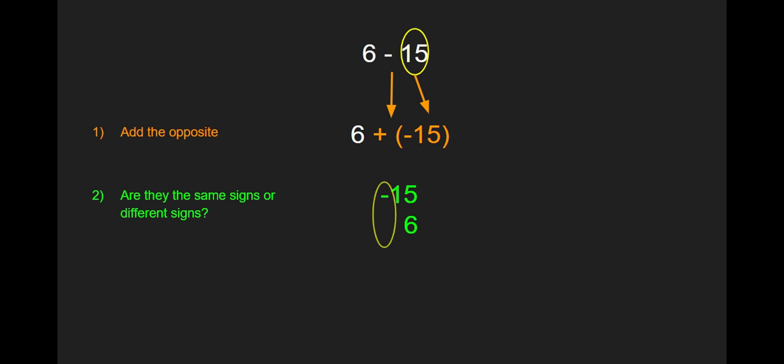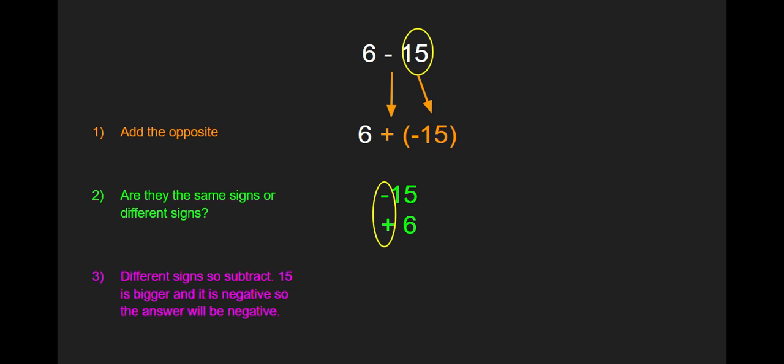And when I look at the signs in front, I have one negative sign and then a blank space in front of the 6. Remember that when a number is positive, we don't always write that sign, but I can write it in if it helps. So I have two different signs, which means I'm going to subtract. The 15 is the bigger number, and since the 15 is negative, that means my answer needs to be negative. So 15 minus 6 is 9, and then we said that the 15 was bigger and negative, so my 9 needs to be a negative for my final answer.